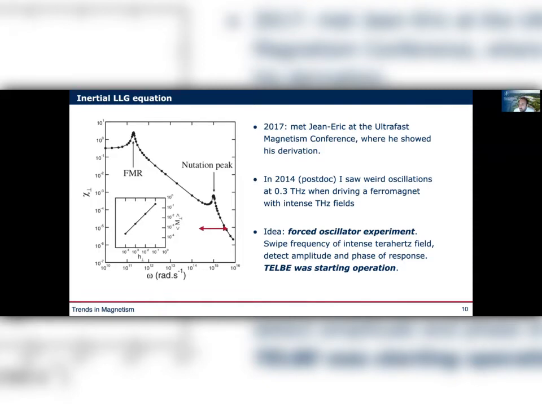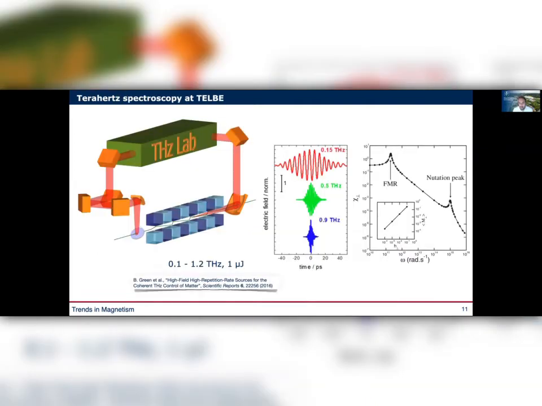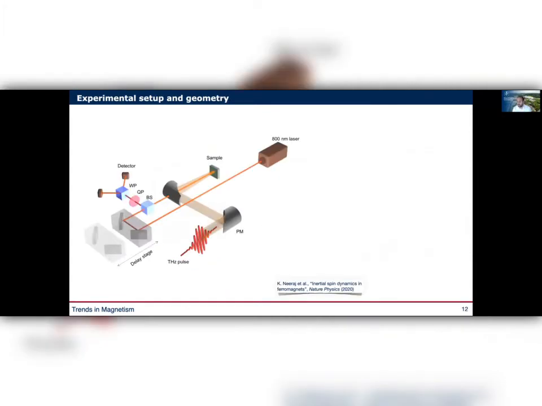So let's try the forced oscillator experiment, where we sweep the frequency of an intense terahertz field, and we can detect, since we do this with a coherent radiation, the amplitude and the phase of the response. Since Telbe was starting, I said, okay, well, let's propose this and let's try to see if we can detect such a nutation peak. And so we went to Telbe and we did exactly what I just said. So this basically shows that we can sweep the field and go into this range, which was not explored before.